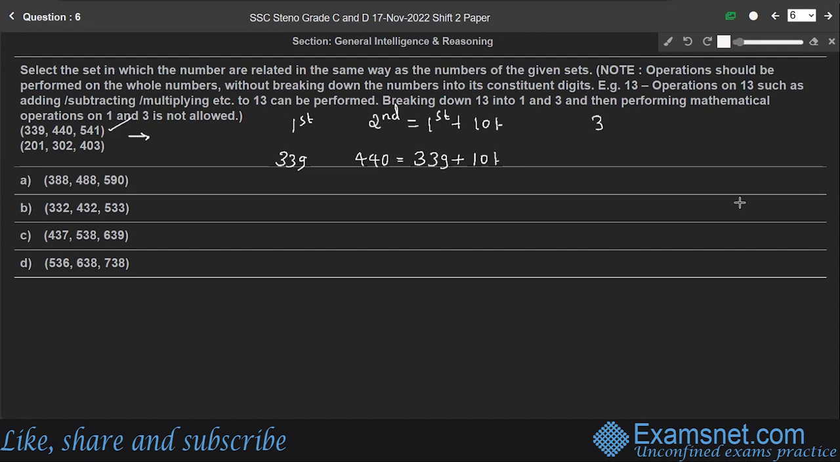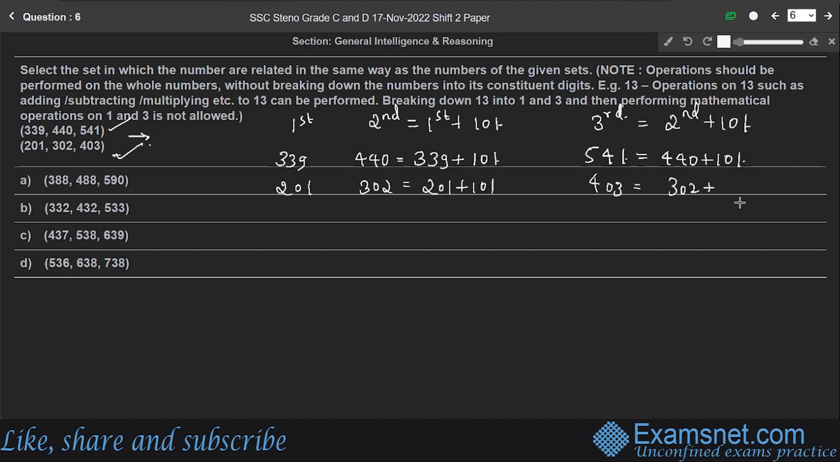And the third number, 541, can be written as the second number, 440, plus 100 and again add 1, which is plus 101. Therefore, the third number is second number plus 101. Very simple logic. Consider the second set also. First number is 201. Second number is 302, which is 201 plus 101. Third number is 403, which is second number 302 plus 101. So the second number is first number plus 101, and the third number is second number plus 101.